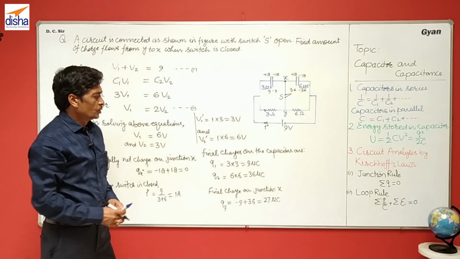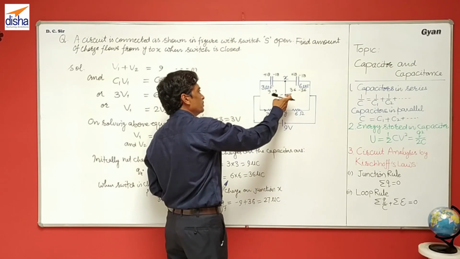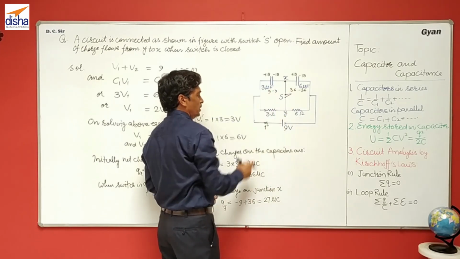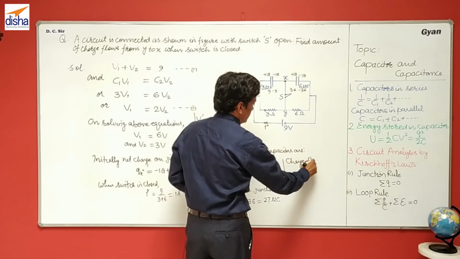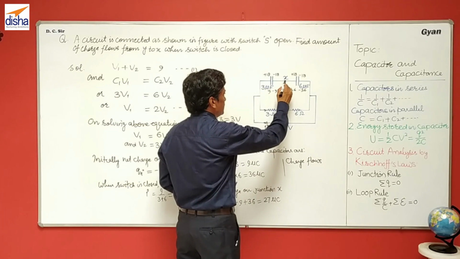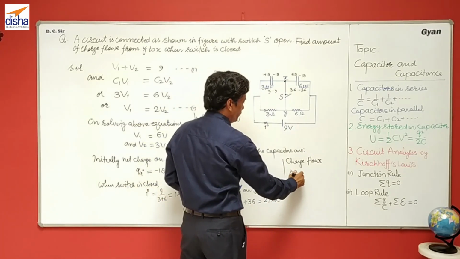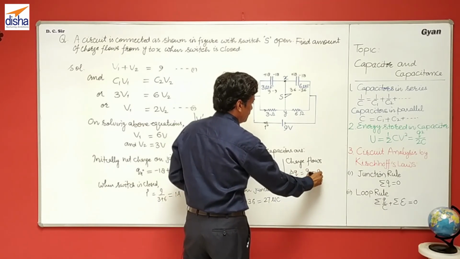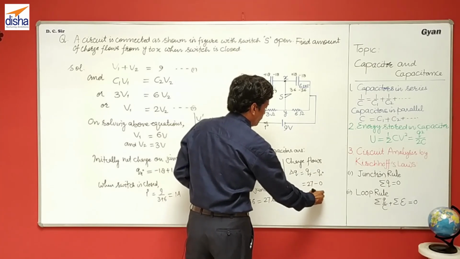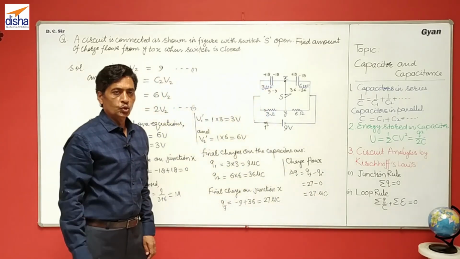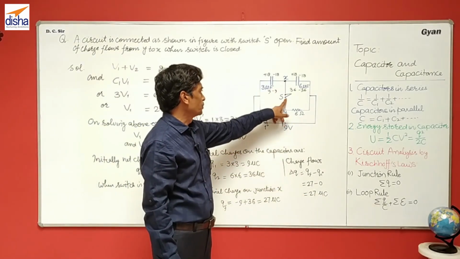So the charge flows from Y to X. There is only one way the charge flows from Y to X, through the switch. As the initial charge is 0 and the final charge becomes 27 microcoulomb, delta Q is equal to final charge minus initial charge. It will be 27 minus 0, so it will be 27 microcoulomb. So when the switch is closed, 27 microcoulomb will flow from Y to X through the switch.